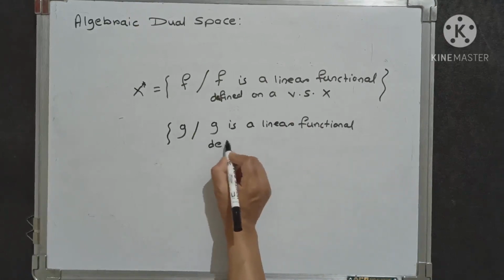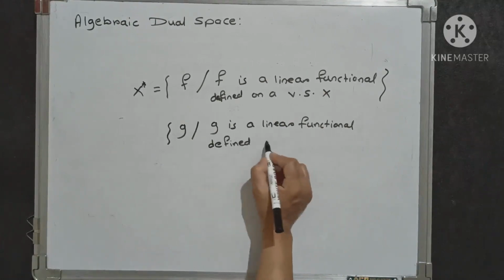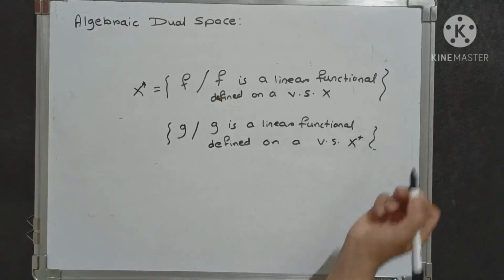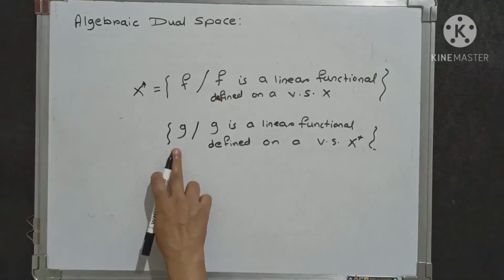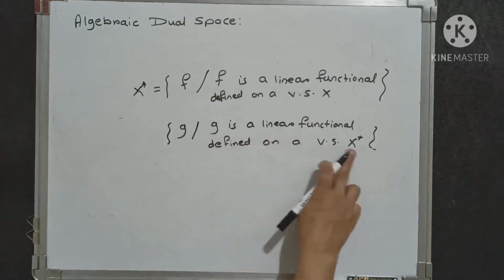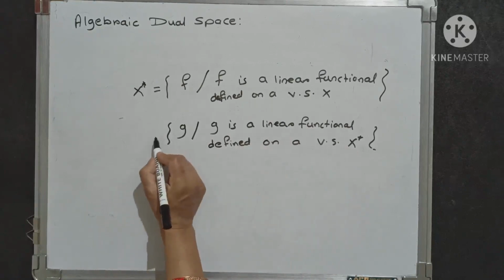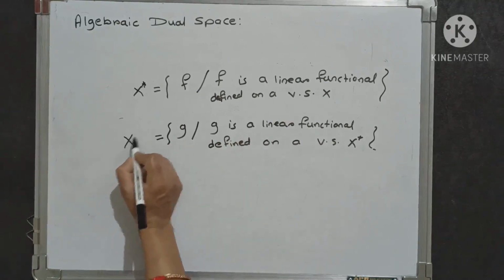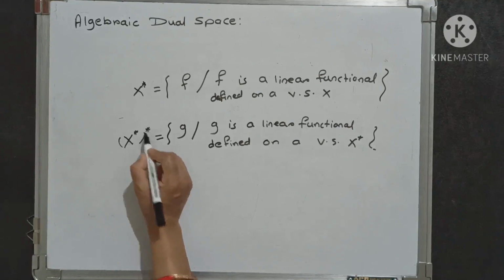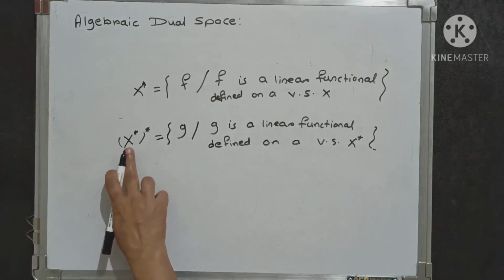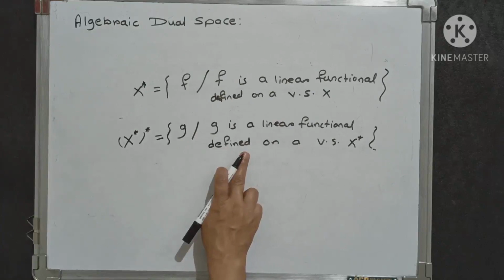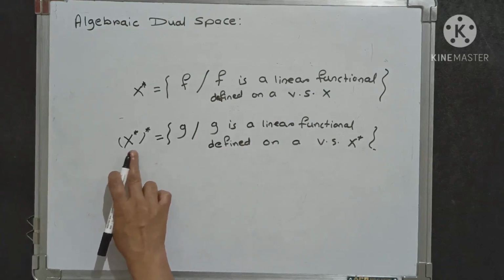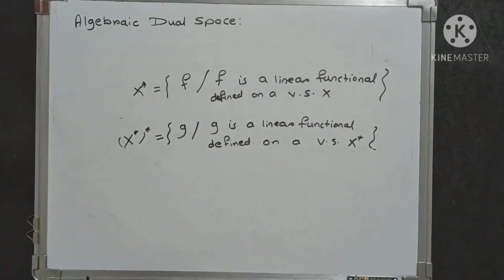defined on the vector space X star. That is, this is nothing but the collection of all the linear functionals defined on the vector space X star. Then we call it the second algebraic dual space, and it is denoted by X star star, because it is the dual space of X star. Therefore it is called an algebraic dual space. That is the second algebraic dual space of capital X.